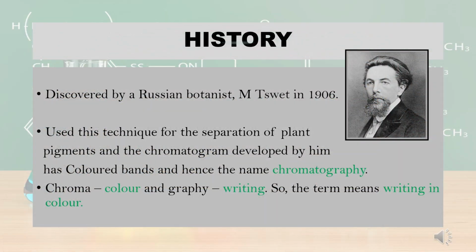The history. The history of chromatography can be traced back to the early 20th century when Russian botanist Mikhail Svet first used it to separate plant pigments. Since then, chromatography has become an essential tool in many scientific fields, and new methods and techniques are continually being developed. The term chroma means color and graphy means writing, so the term means writing in color.